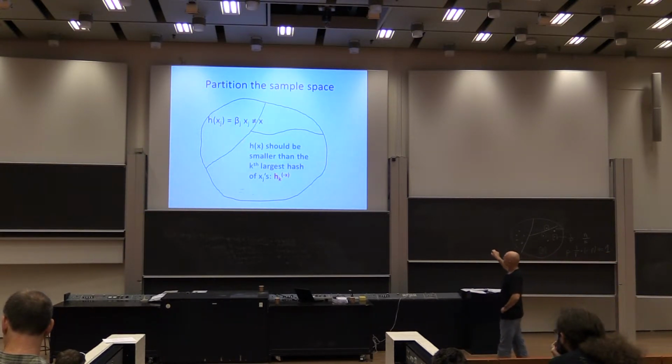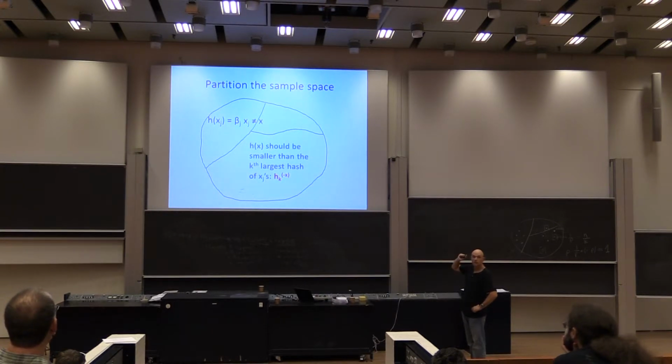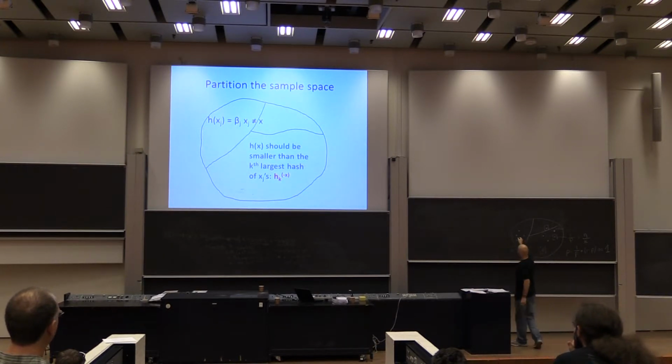So in this subset, h of x should be smaller than the kth largest hash of the xj's in order to be in the sample. And I denote this value hk minus x. Hk minus x is just take all these points, sort them by the hash value, and look at the hash value of the k guy. If the hash value of x is smaller than this, then it would be in the sample, otherwise it's not. So now, how does this help? What can I do now?